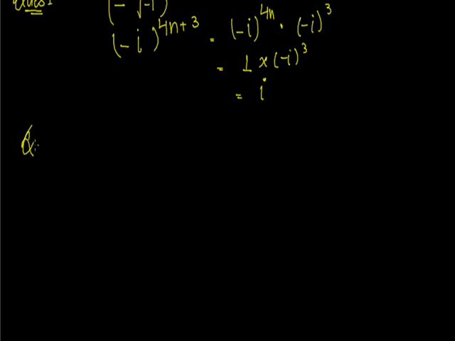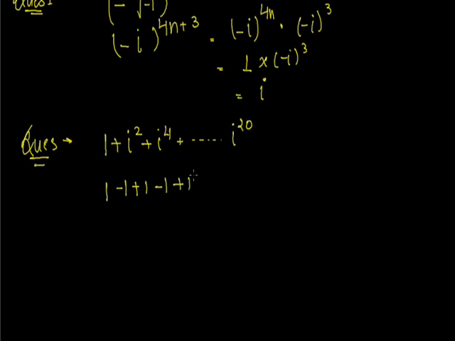Now let's move to the second question. I have to find the value of 1 plus iota square plus iota power 4 plus and so on up to iota power 20. As I know, 1 is 1, then iota square is minus 1, then iota power 4 is plus 1, then the next term, iota power 6, is minus 1, the next, iota power 8, is plus 1, and so on, and at last we get the value 1. So all the terms get cancelled out and we get the answer as only 1.